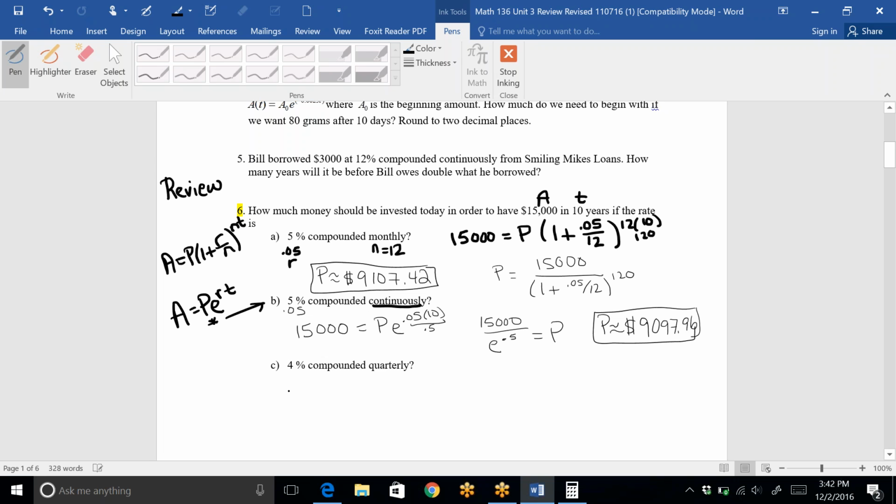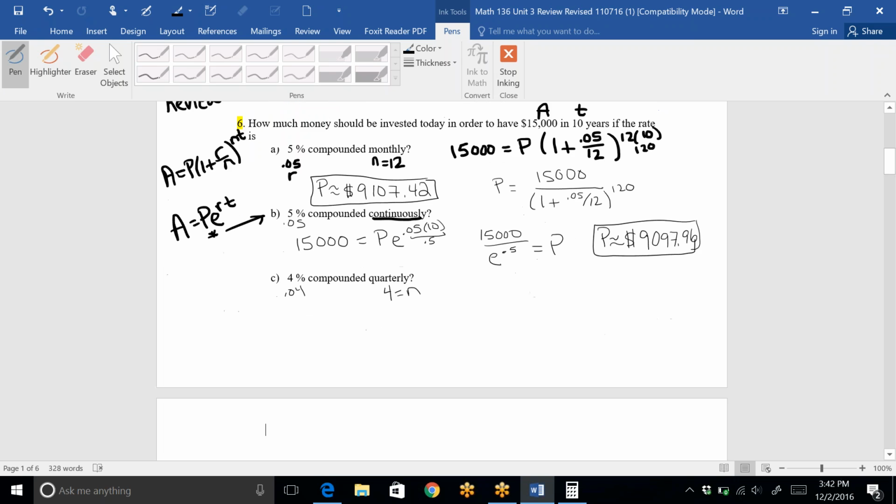Now I'm going to leave you guys to do the last one. This would be 0.04 as the rate though, and compounded quarterly means 4 times a year. So N would be 4. And this one should be done similarly to part A since it's not continuous.